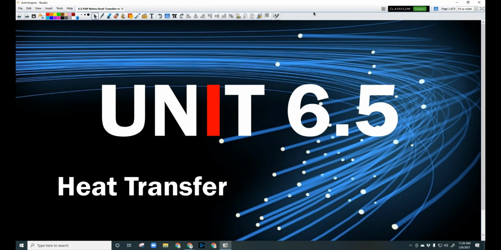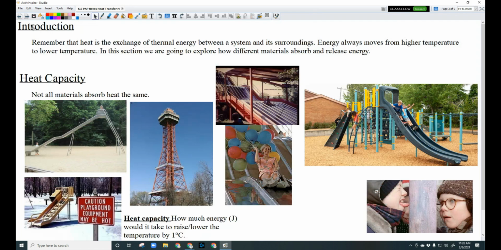Well, welcome back. This is Unit 6.5. And although this is still thermochemistry, we're going to be talking specifically about heat transfer. Remember that heat is the exchange of thermal energy between a system and its surroundings, and energy always moves from higher temperature to lower temperature. We're going to look at different ways that different materials absorb and release energy.